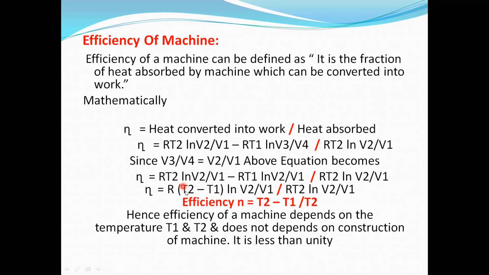So we have taken them outside the bracket. What remains in the bracket? Here T2 remains, this minus, and this T1 remains. So in the bracket, T2 minus T1. R is common, so we have taken it outside the bracket, and ln V2 upon V1 is also common, so we have taken that outside the bracket too. So the equation becomes: eta is equal to R (T2 minus T1) ln V2 upon V1, divided by R T2 ln V2 upon V1.